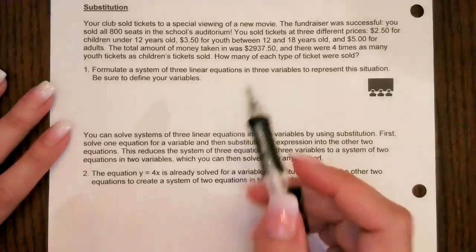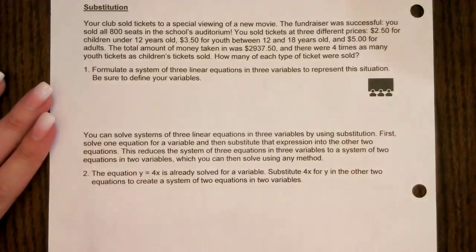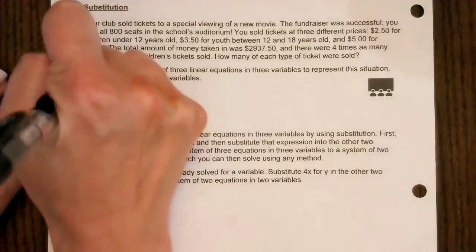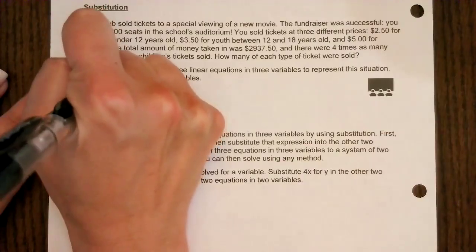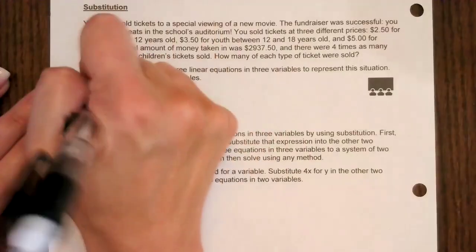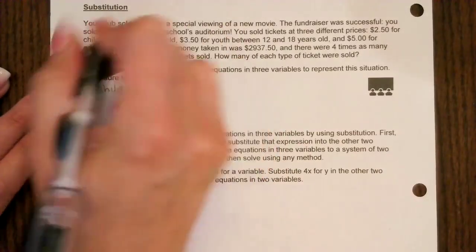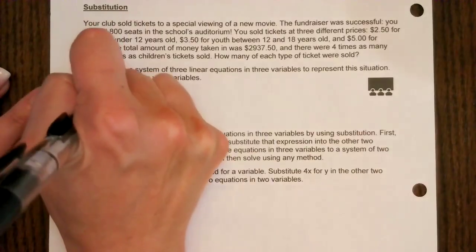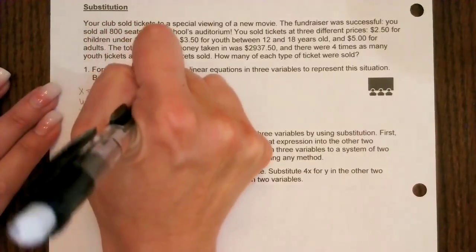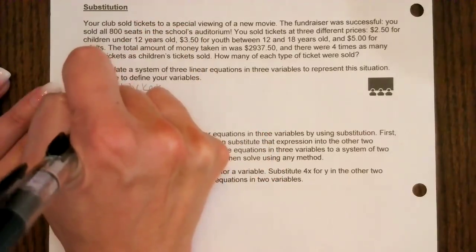And so we saw in the problem there were 3 different tickets. There were the children tickets, the youth tickets, and the adult. So we'll say X is going to be my child tickets. Y will be the number of youth tickets. And Z will be my number of adult tickets sold.